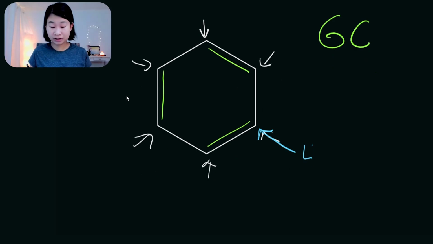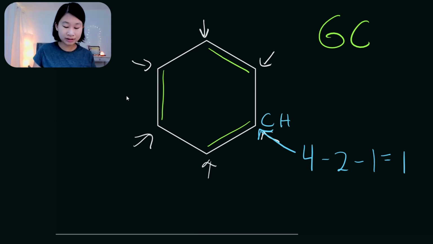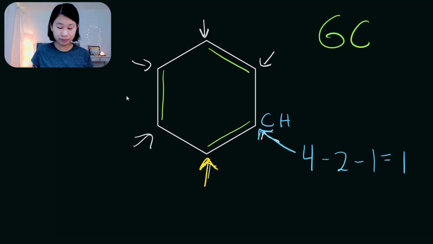This carbon has 4 places available. 2 are already taken up by the double bond, and then another one is also taken up by the single bond up here. And so that leaves us with 1 space available, which means that this carbon here has 1 hydrogen. So we see a CH here. It's the same case for the other carbons as well.